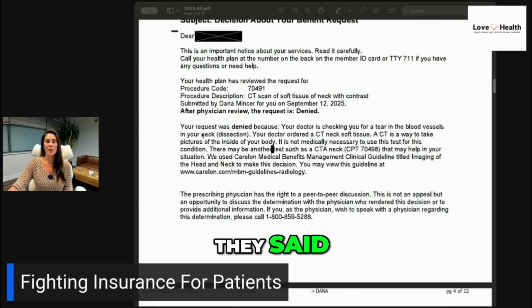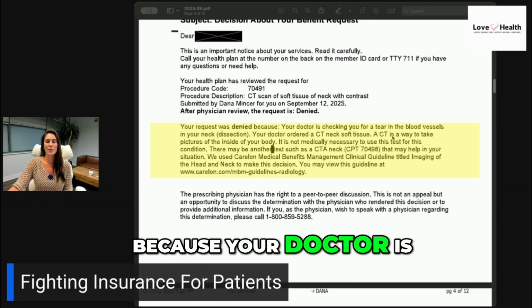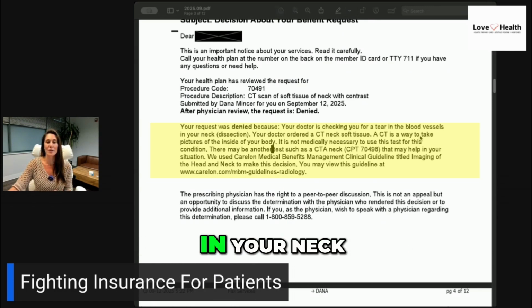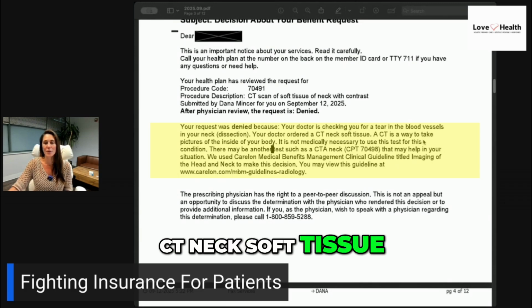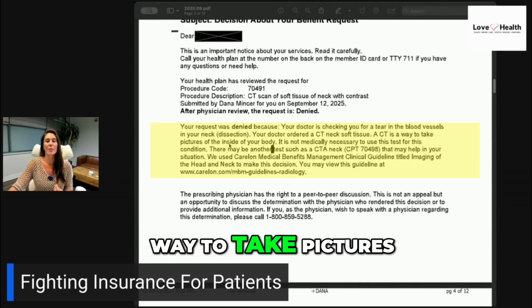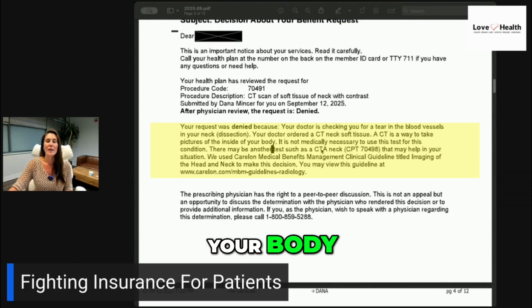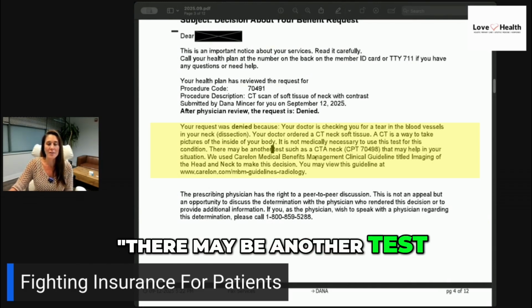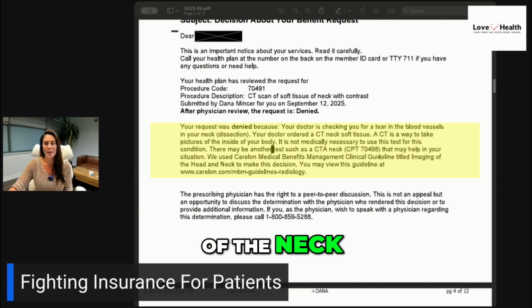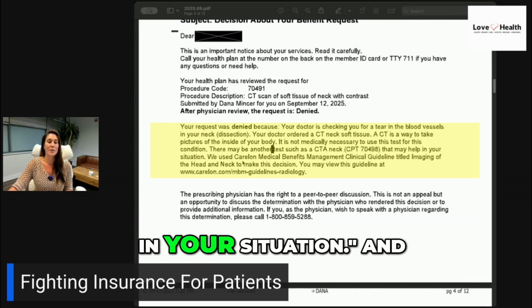As you can see, they said your request was denied because your doctor is checking for a tear in the blood vessels in your neck. Dissection. Your doctor ordered a CT neck soft tissue. A CT is a way to take pictures of the inside of your body. It is not medically necessary, blah, blah, blah. There may be another test, such as a CTA of the neck, that may help you in your situation.